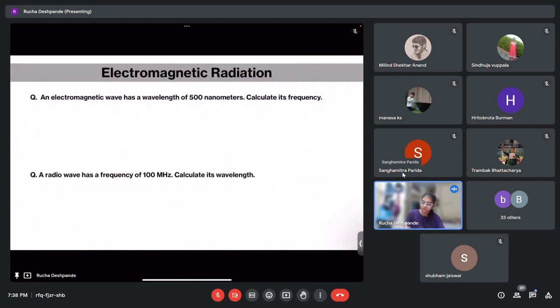Now first we'll have to convert this nanometer to meters. So nano means 10 to the power minus 9. So we have 500 into 10 to the power minus 9.